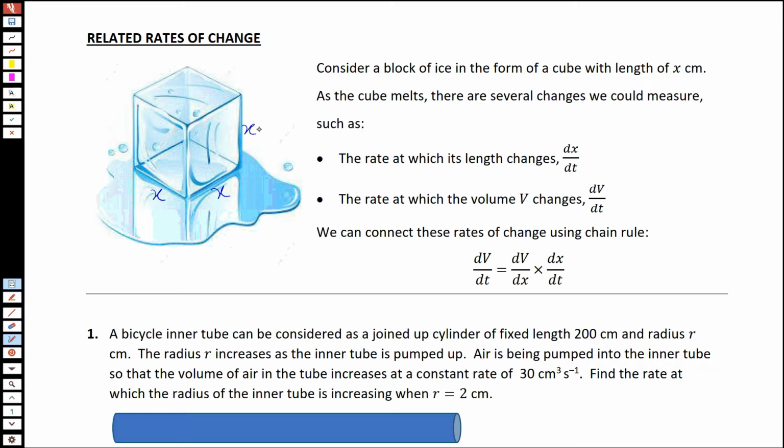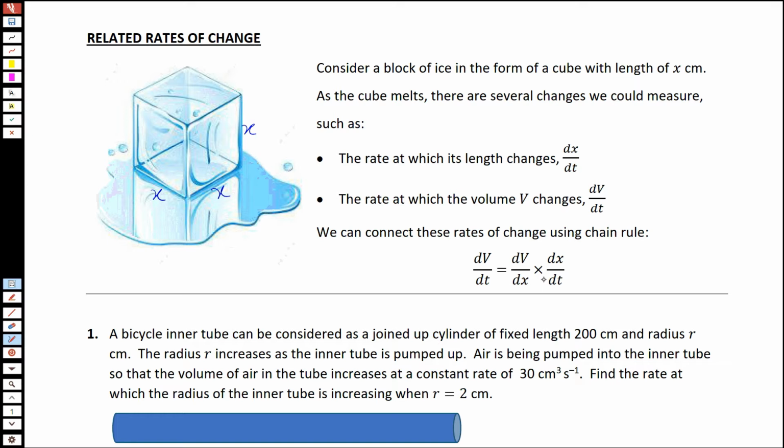One of them is the rate at which the length changes, and that can be expressed as dx over dt. The other one is the rate at which the volume changes, which could be expressed as dv over dt. And we can connect these rates of change using the chain rule, using this relationship here. Now, dv over dx is the derivative of v with respect to x, and that can be found using this length here.